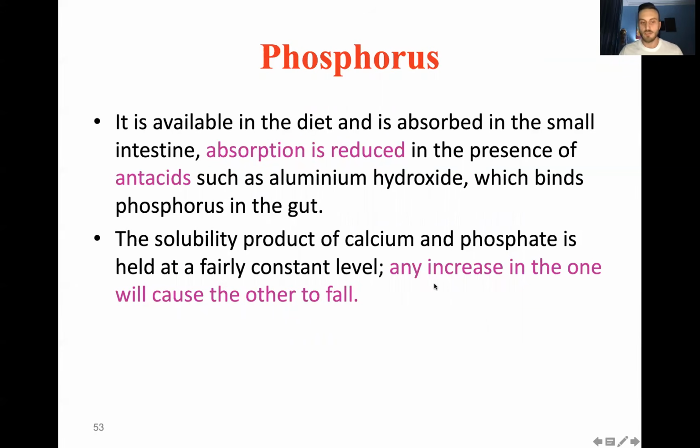An increase in the one will cause the other one to fall. So whenever the phosphorus is going up, the calcium is going down. Whenever the calcium is going up, the phosphorus is going down. So that's easy to memorize.